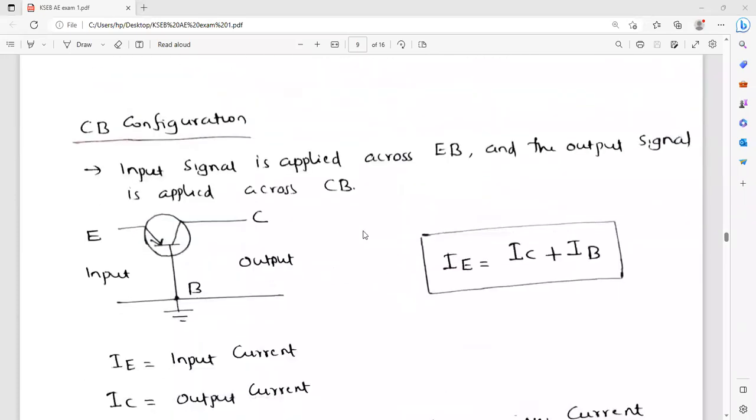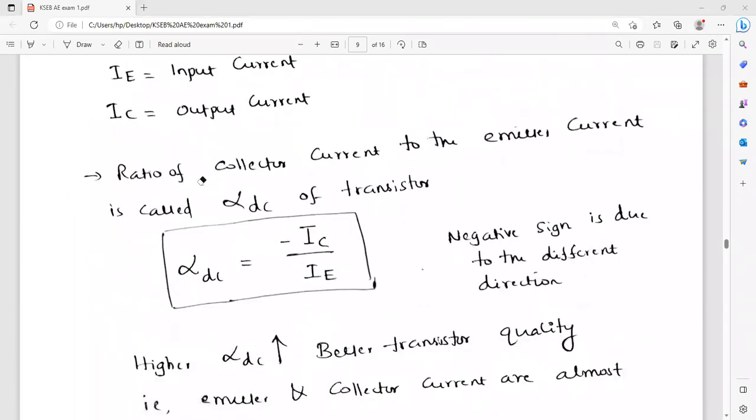You may get some questions from different configurations. Okay. So please note down carefully. Common base configuration. Here the base is actually considered as common. Fine. We have the input applied across emitter base, and the output is collected across collector base. Therefore, if you apply KCL, you will get emitter current is the sum of collector current and base current. That is a very important equation. So now this equation is very important.